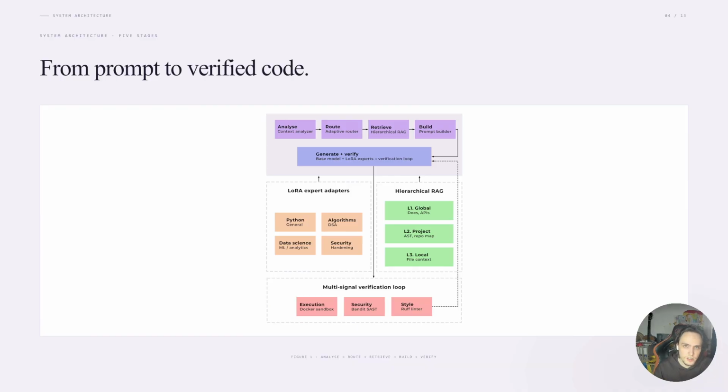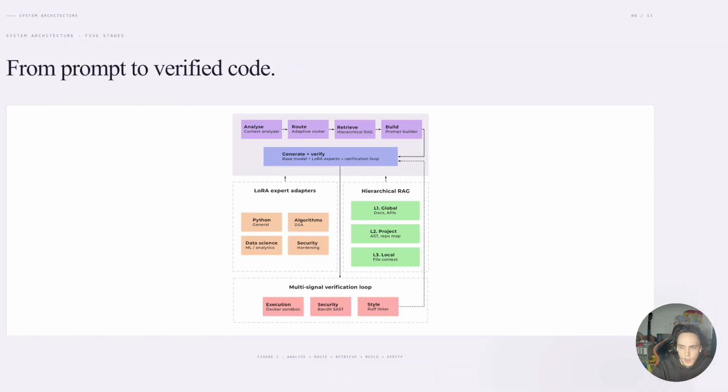Stage 3, retrieve. The hierarchical RAG system gathers relevant context from three levels. Stage 4, build. A prompt is assembled from the retrieved context and the routing decisions. And the last, stage 5, generate and verify. The base model, augmented with the composed expert adapter, generates code, and the verification loop checks it before it is returned. So let's spend a few minutes on the three most important design decisions.